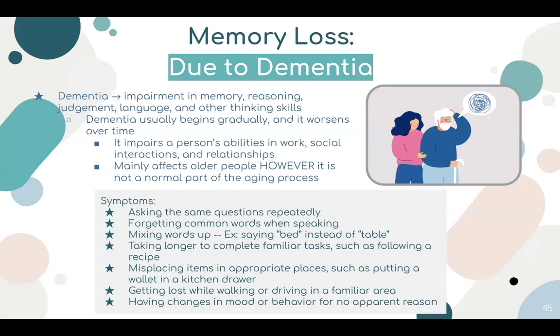The next factor is dementia. Dementia is the impairment in memory, reasoning, judgment, language, and other thinking skills. Dementia usually begins gradually and it worsens over time. It impairs a person's ability in work, social interactions, and relationships. It mainly affects older people. However, it is not a normal part of the aging process. Some symptoms are asking the same questions repeatedly, taking longer to complete familiar tasks, such as following a recipe, getting lost while walking or driving in a familiar area, or having changes in mood or behavior for no apparent reason.